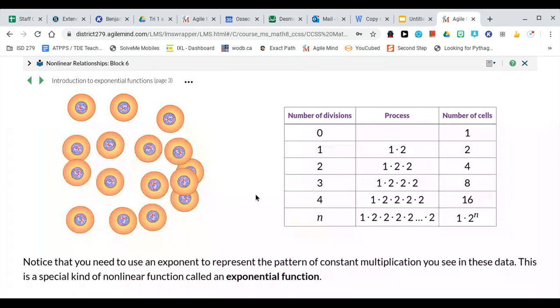Notice that you need to use an exponent to represent the pattern of constant multiplication you see in this data. This is a special kind of nonlinear function called an exponential function. So if you look in the word exponential, you can see the word exponent. If we have an exponential function, we're going to have an exponent.